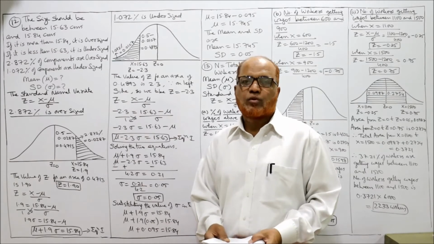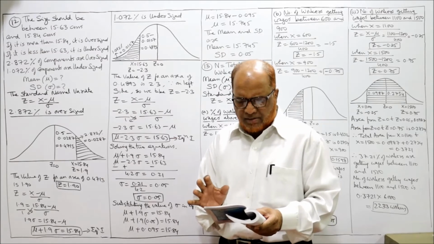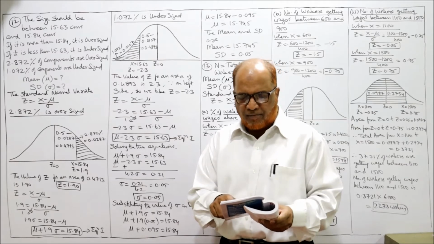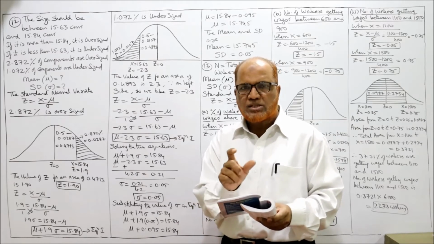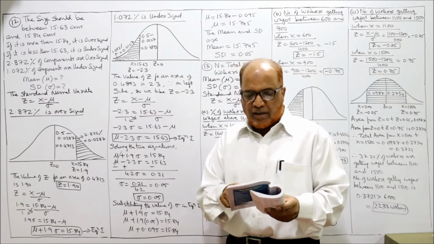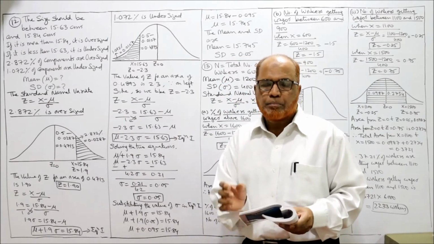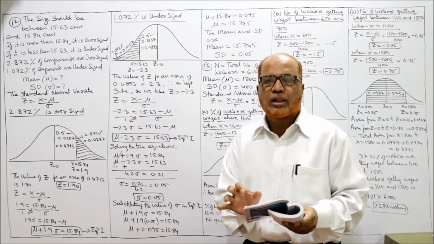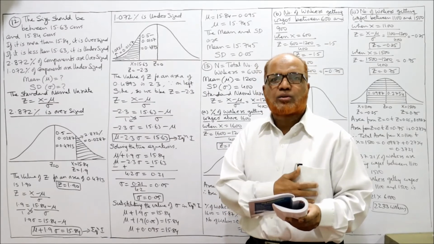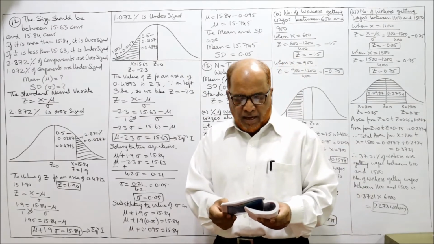So in this problem we have to calculate the mean and standard deviation, mu and sigma. Some information is given. The size of the component should be between 15.63 and 15.84. Between these sizes all the components should lie. 15.63 is the lower limit and 15.84 is the upper limit. If the size goes over or comes under, it is oversized or undersized. It will be rejected.